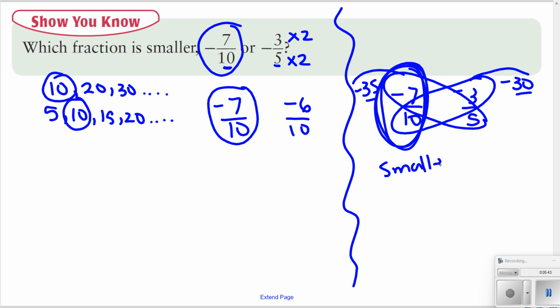So whichever method that you use, you see that negative 7 over 10 is the smaller one. So I hope this video helped, and I'll see you for the next one.